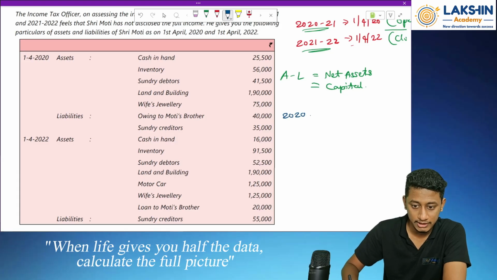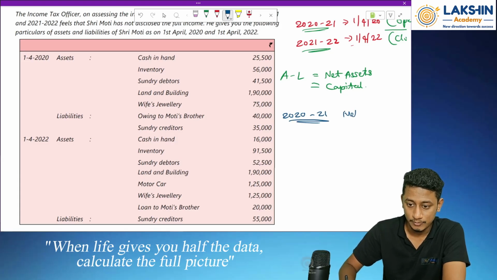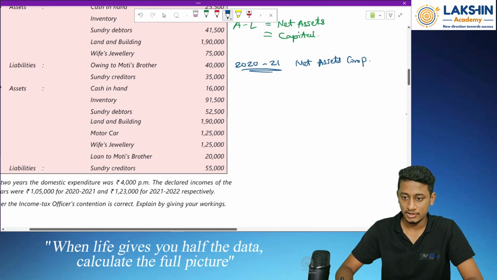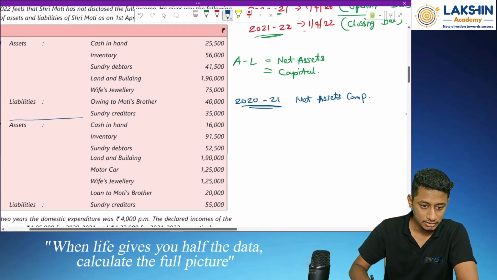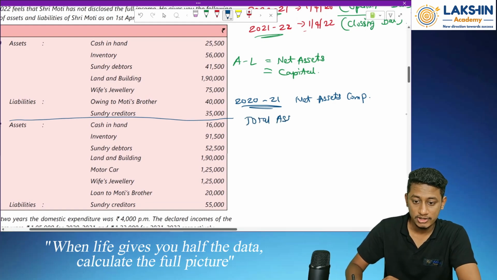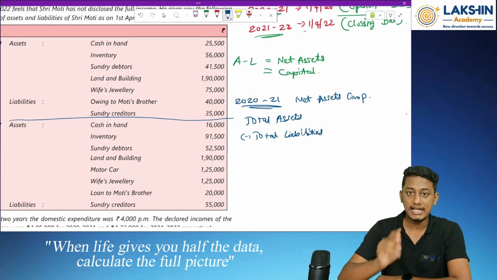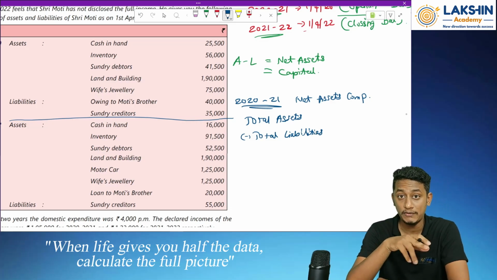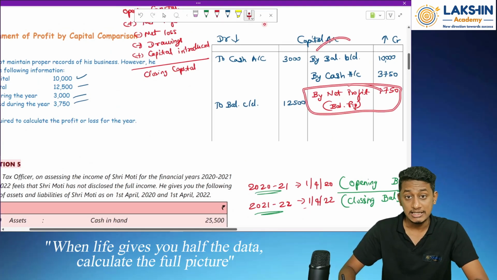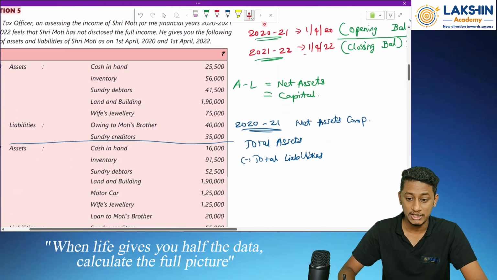So first of all, for 2020-21, net assets computation. So what is given to us? So till here, this is for the first year. So total assets value is how much? Deducted by total liabilities. See, nowhere is the capital value given to us, right? If we get the capital value, we might be able to find out the profit value. Just like in the previous question, how we found the net profits over here, similarly, in that way, we can find the net profits over here also. Let us see how to do it.